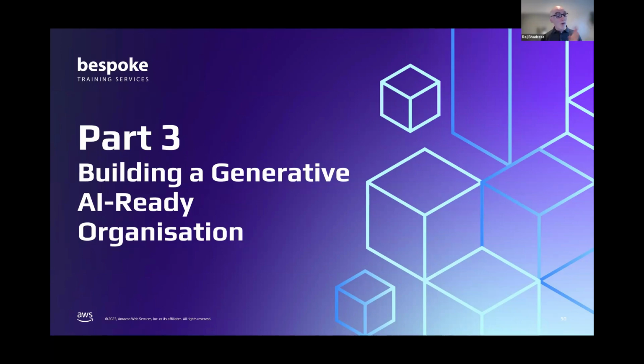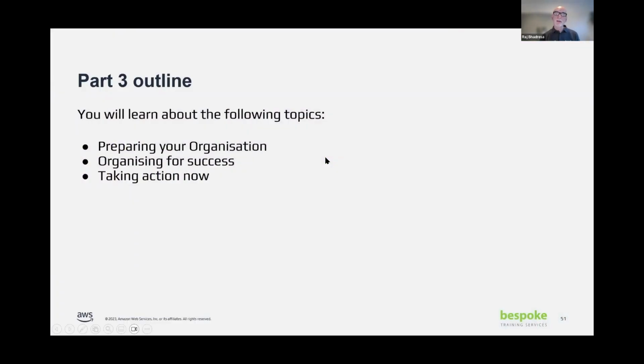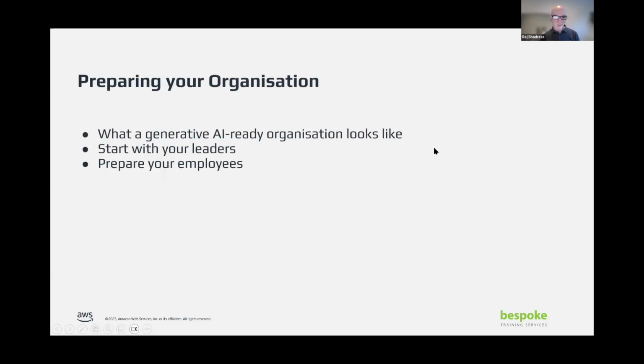That said, I'll move into our final part of the session, which is building a generative AI ready organization. By now, hopefully, over the first two parts, you have a little bit of a feel for what generative AI is about, what the potential use cases might be, some of the risks, the considerations, and the services that can support it. But how do you then move forward with this? So three things that we'll look at specifically in this part: preparing your organization, making sure that your organization is set for success, and the potential things that you could take advantage of now and take action on. So preparing your organization, what exactly does a generative AI ready organization look like?